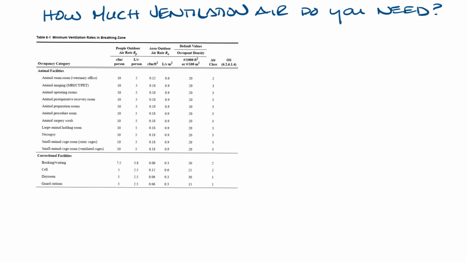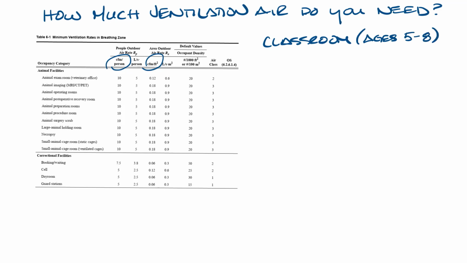So how do you know how much ventilation air you need to bring into a building? Well, ASHRAE has a table for that. It depends on how many people are in a zone and how big the zone is. The table, called Minimum Ventilation Rates in Breathing Zone, gives you a minimum airflow per person and per square foot for different types of spaces. So for a classroom, which is further down on this chart, for ages 5 through 8, it says 10 CFM per person and 0.12 CFM per square foot.